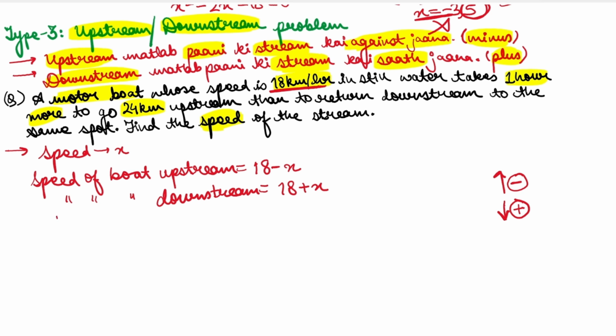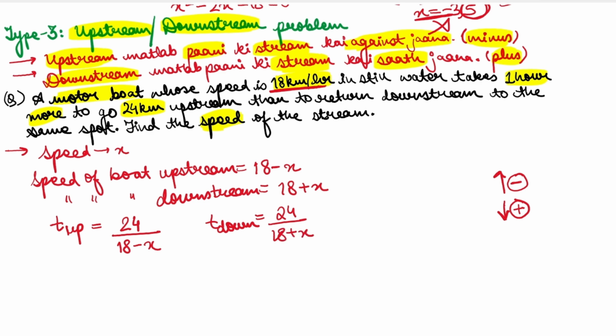अब upstream के लिए हम value कैसे निकालेंगे, तो T1. अगर मेरा t upstream जो है, time taken by upstream, वो कितना है, distance तो same है, question हमें क्या बोल रहा है, distance same है, so 24/(18 minus x). और downstream के लिए कितना हो जाएगा, so t down becomes equal to 24/(18 plus x).